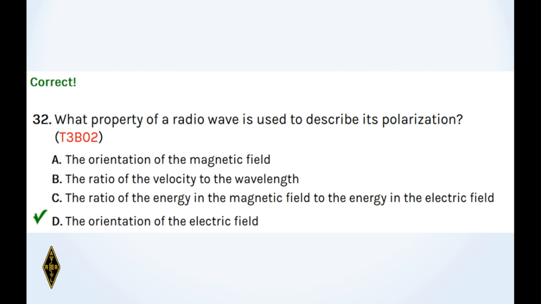And what property of a radio wave is used to describe its polarization? That's the orientation of the electric field. So if you have a horizontal dipole antenna, the electric field is also horizontally polarized. Vertical dipole, the electric field is then vertically polarized. The electric field.